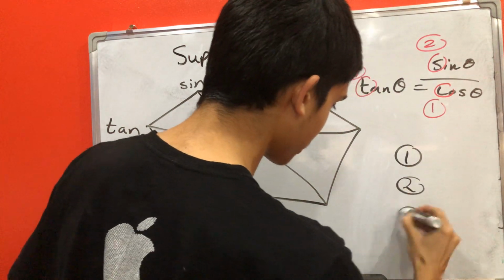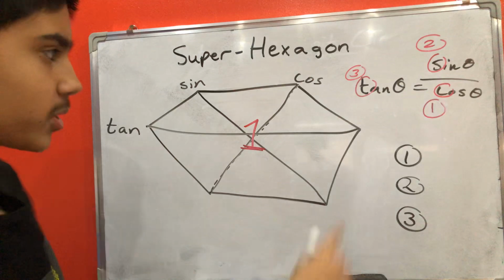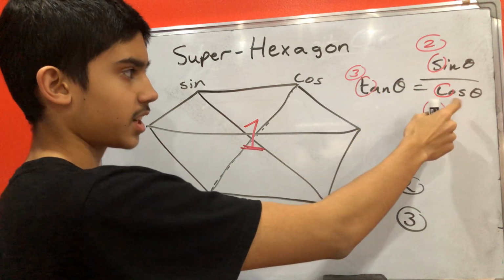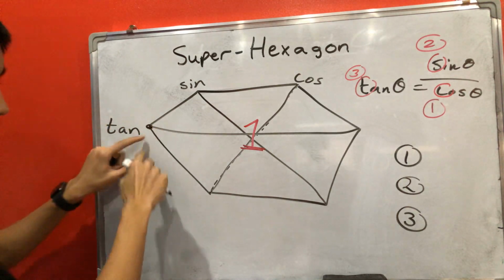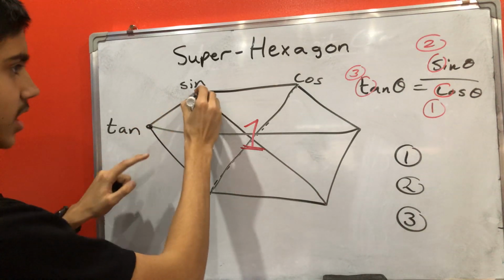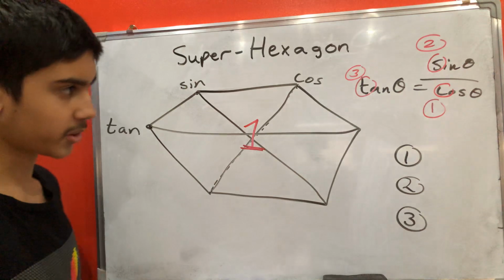So I've already labeled 3. How did I remember to label these 3? I just used this formula: tan, sine, and cosine. So I just labeled it right here. This vertex, we always start from this vertex, the most left one. So tan, sine, and then cosine, because we know this is the formula.